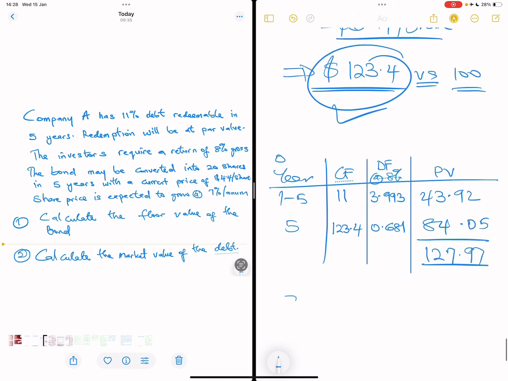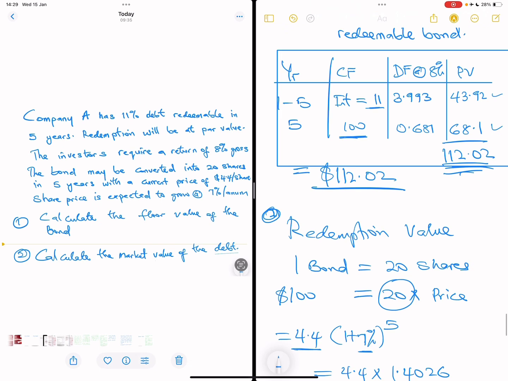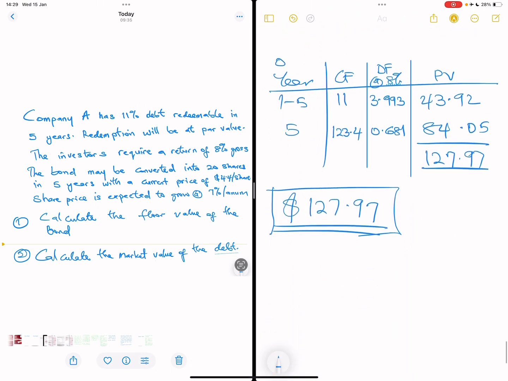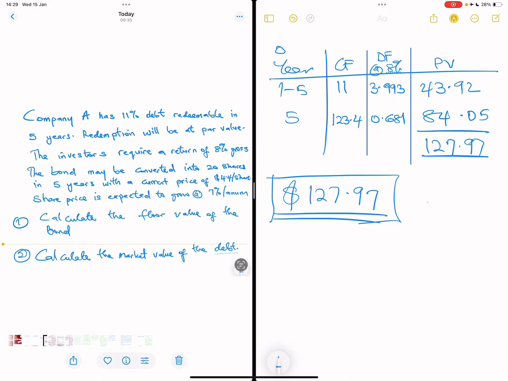So which means the market value of this bond is 127.97. As you can see, using the conversion value, we have more value for the bond than the floor value. But the floor value only shows you the minimum value obtainable from that bond. Right? So in that case, investors will definitely go for the higher value, and that is why the value of the bond will be 127.97. And that is it for the question.